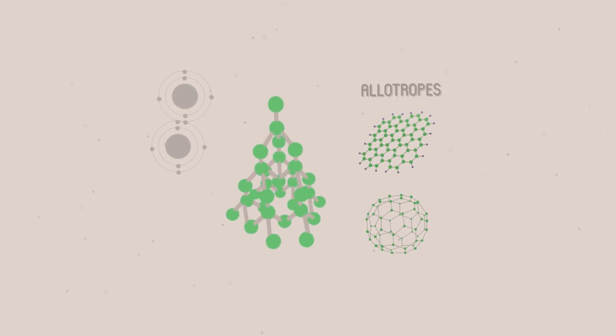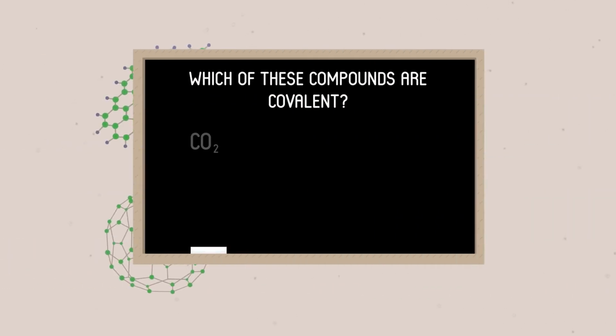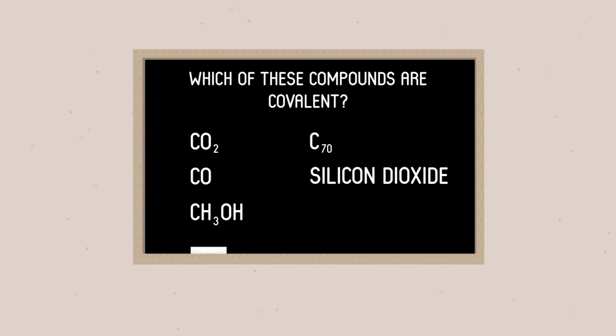Allotropes of nonmetals bond covalently. Allotropes are different structures of the same element. So, to finish, here's a challenge for you. Which of these compounds is covalent? Pause the video for a moment while you think.